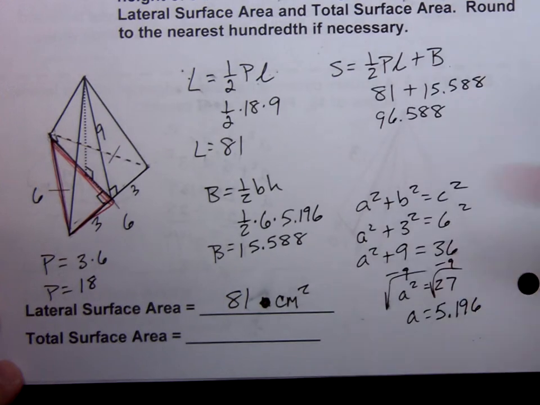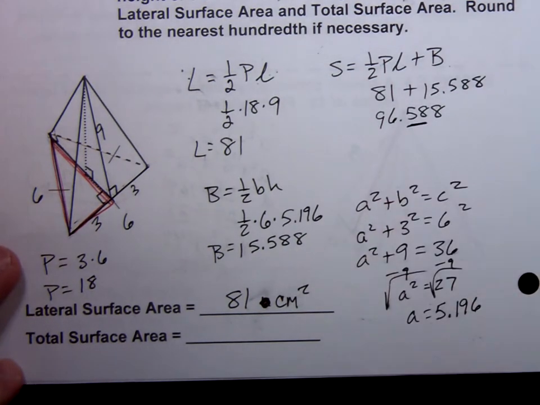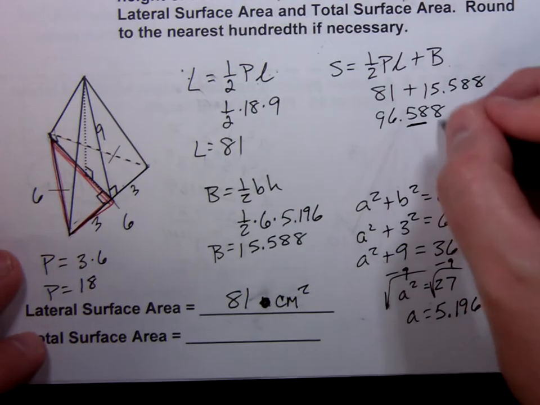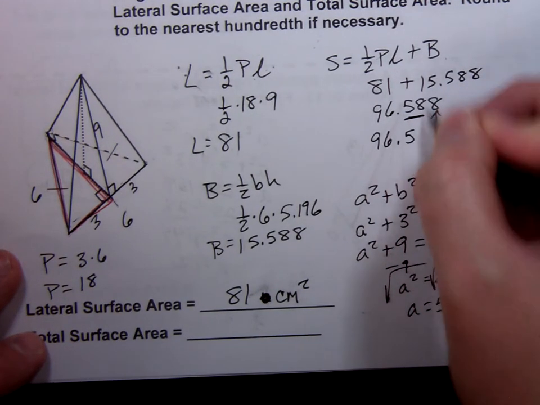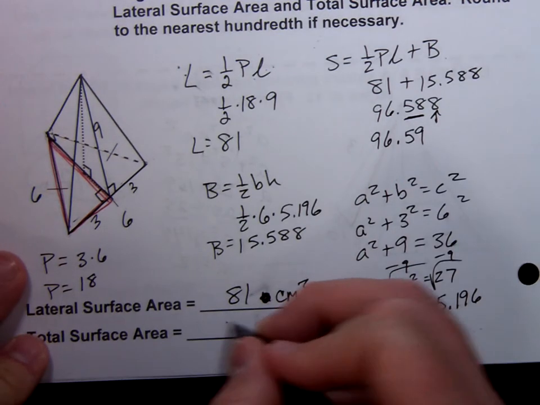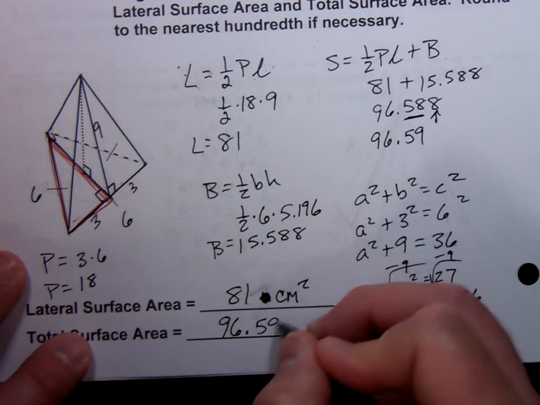Now the directions tell us to round to the nearest hundredth. So if that's the case, I only want to keep 2 numbers after the decimal point. That 8 is big enough to round up. So I'm going to round that 8 up to a 9. And there's our final total surface area, 96.59 centimeters squared.